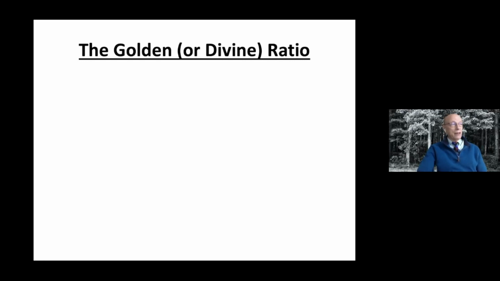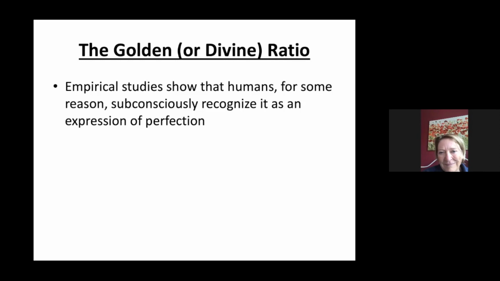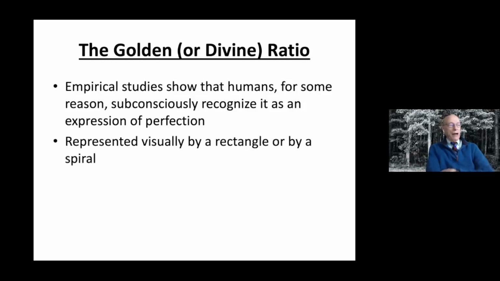So, empirical studies show that humans, for some reason, subconsciously recognize it as an expression of all things perfection. This is not in the mathematical sense. This is in the aesthetic sense. And you can represent it visually by a rectangle or a spiral. Bear with me.